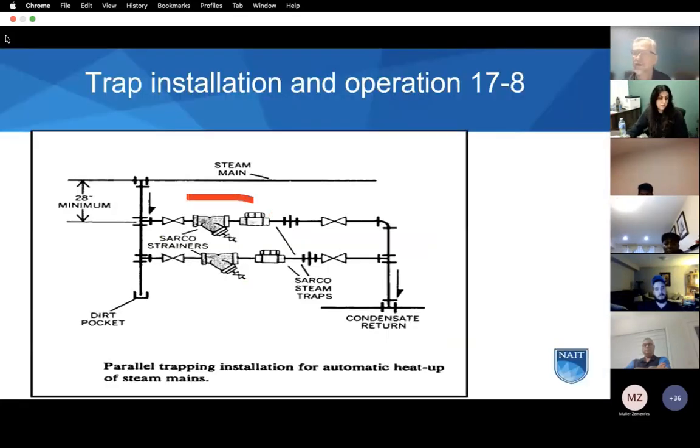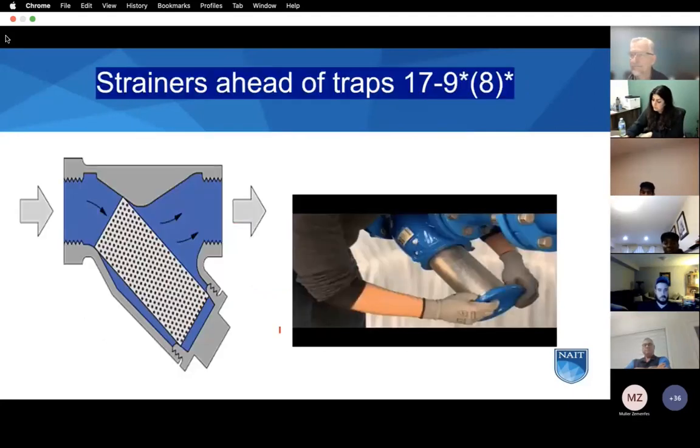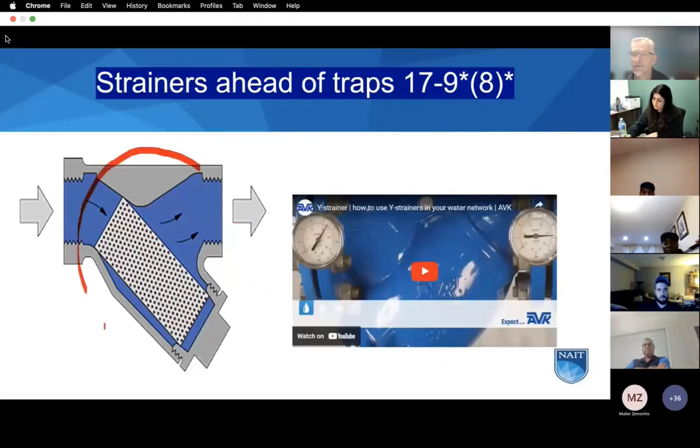You'll usually see them with double traps. So there's two lines here. When one trap malfunctions or wears out, needs servicing or inspecting, you can use the other trap. And condensate is piped back into our condensate system. Strainers are important. There's a video here of a type of Y strainer.